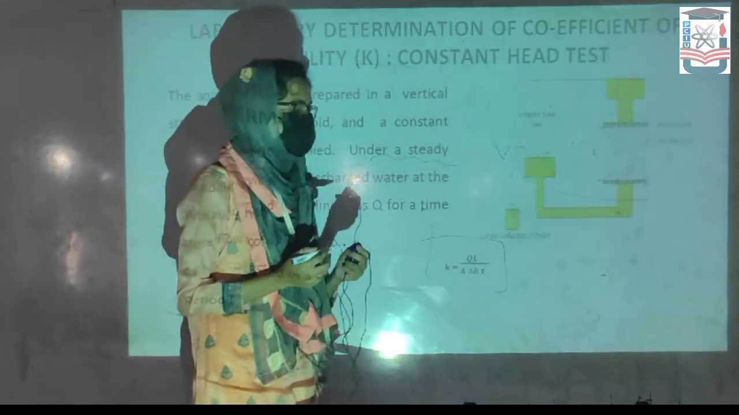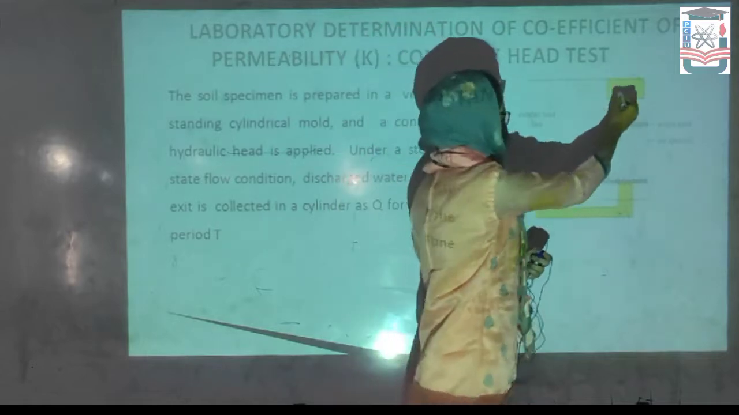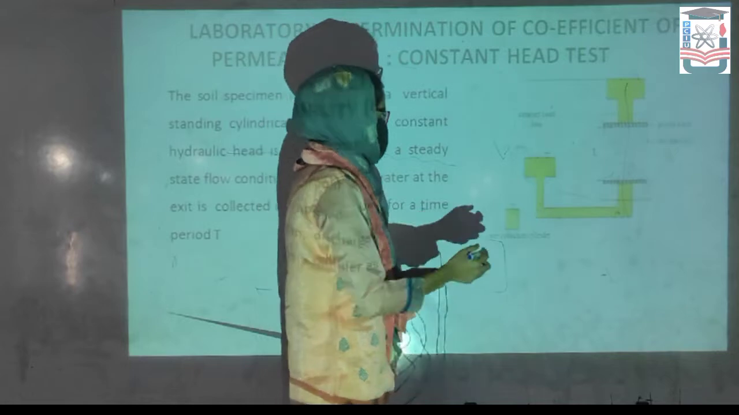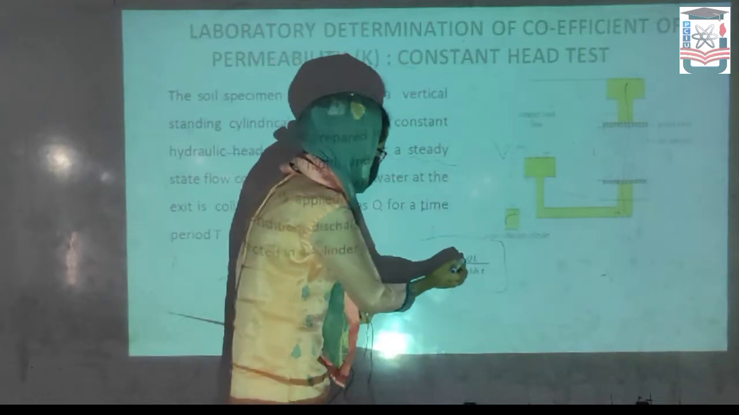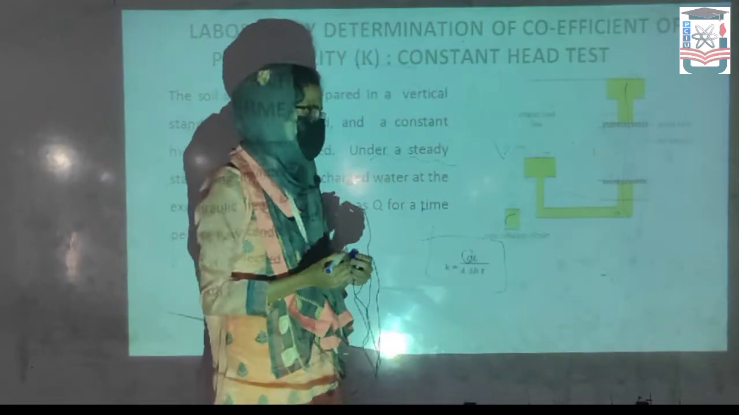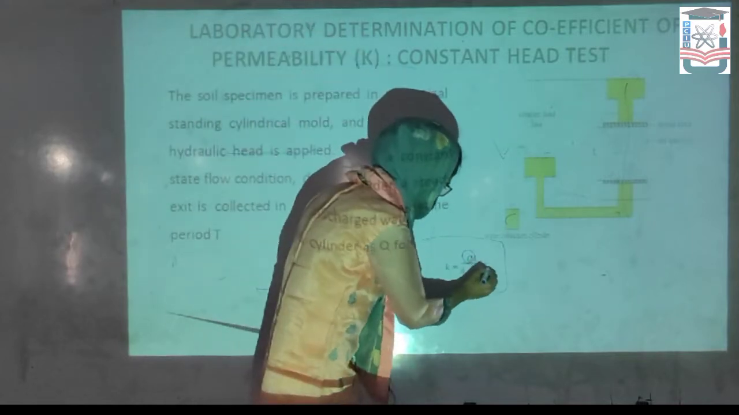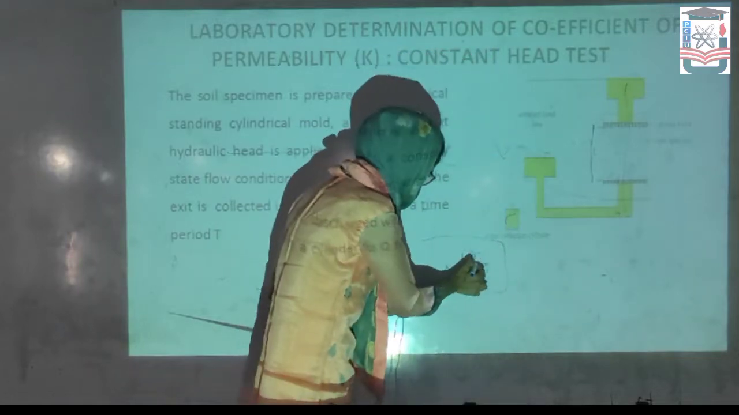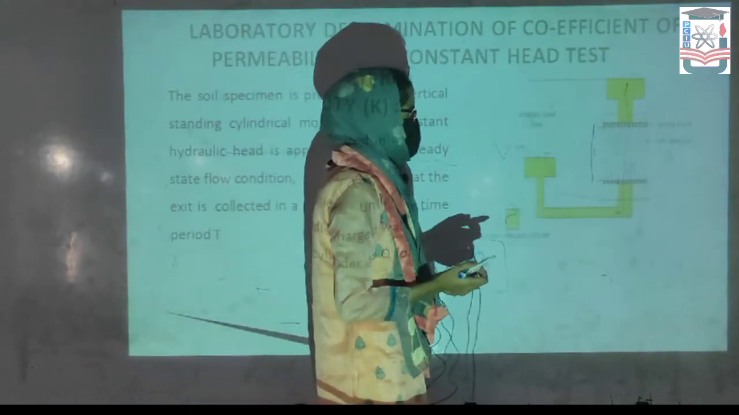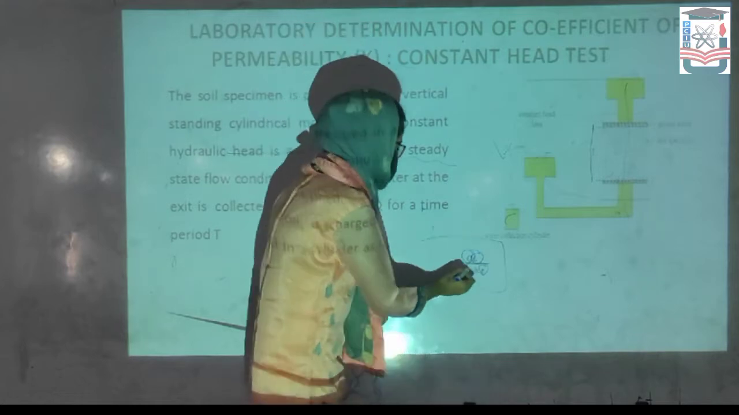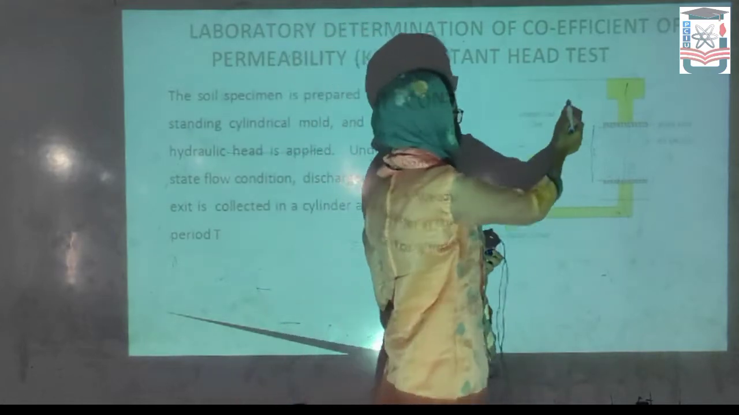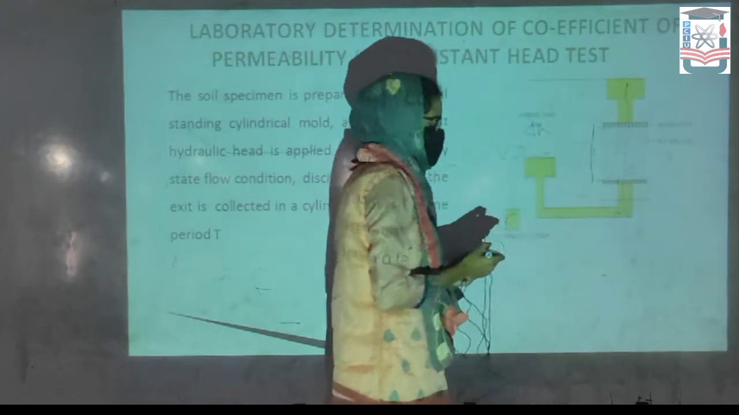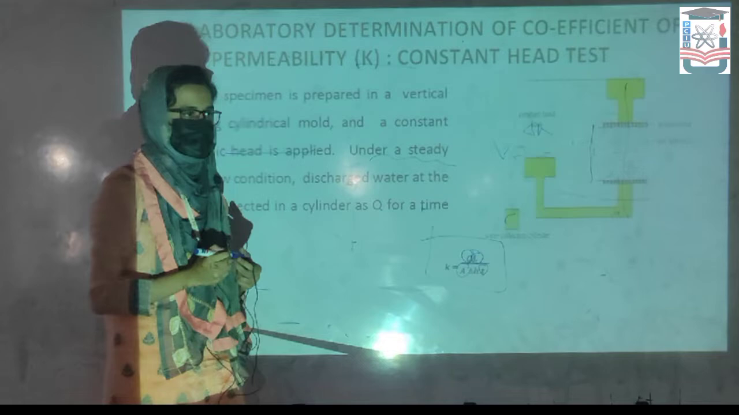If we continuously supply water, the water will flow through this portion, and in this test we find how much water flows along this path, which is denoted Q, and how much time it takes, which is denoted t. The total length of the soil specimen is L. The total cross-section of the soil specimen is A, and the difference of head from inlet to outlet is called delta H. That's how we can easily find the value of K.